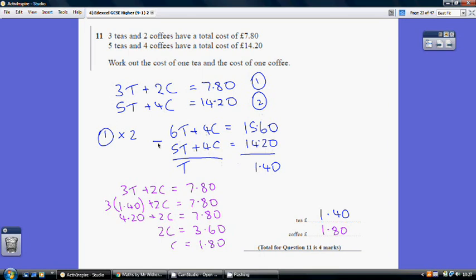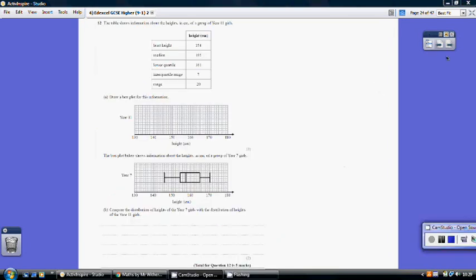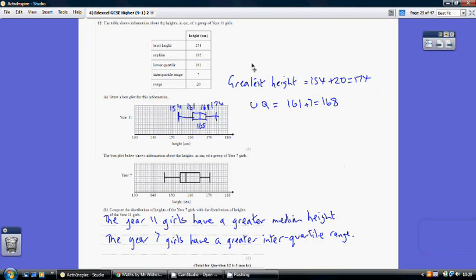Question 12. So I have to draw this information onto the box plot. So 154 is my lowest value. My lower quartile value, which is where the rectangle commences, is at 161. The median, which is the line inside the rectangle, is at 165.